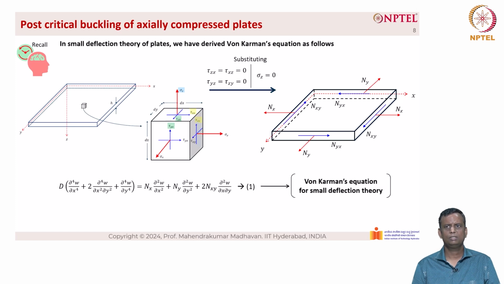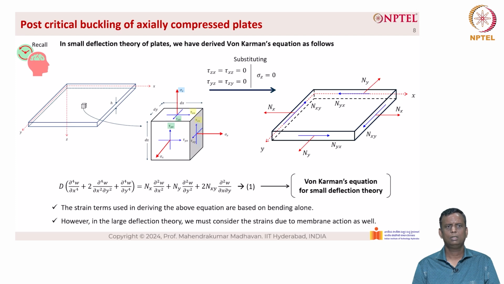Now this is the von Karman's equation for small deflection theory, and the strain terms used in deriving the above equations are based on bending alone. However, in large deflection theory, we must consider the strains due to membrane action as well. This is the fundamental difference between the small deflection and the large deflection. In the small deflection, we consider the strains only due to bending. In large deflection, we consider the strains due to bending plus the membrane action as well.